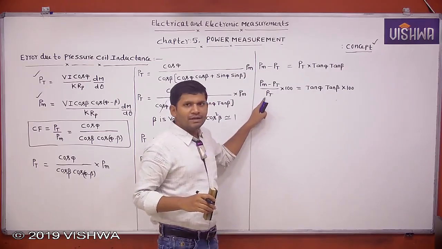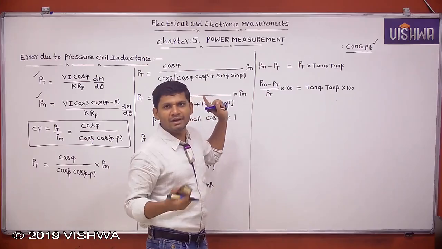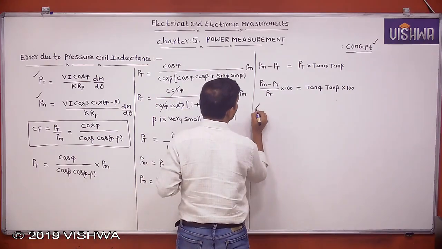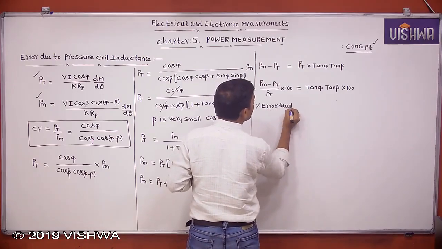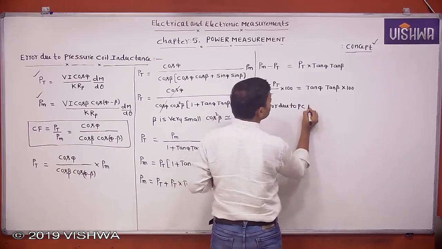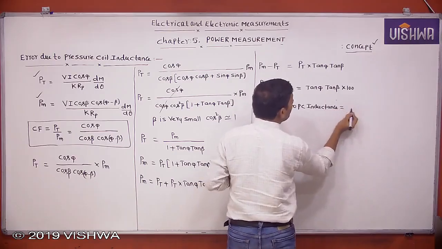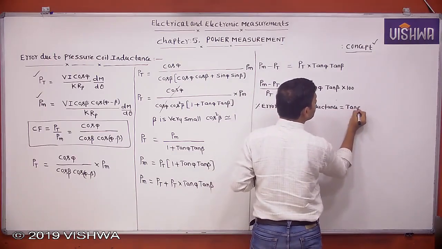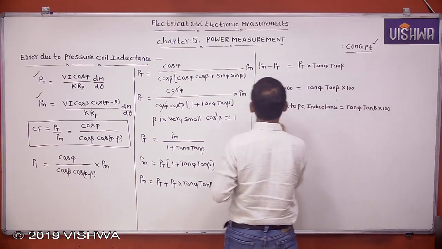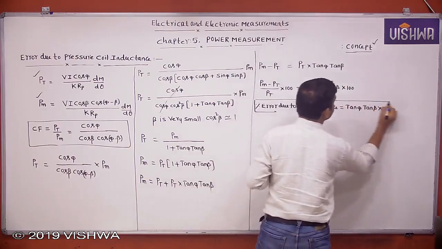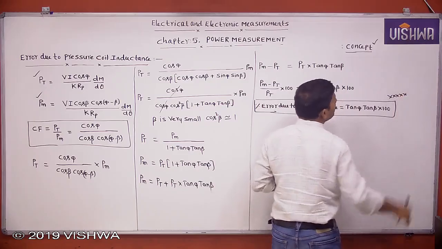What does this formula indicate? Yes, percentage error. This is the percentage error due to which one? Pressure coil inductance, which we are calculating. Percentage error due to pressure coil inductance is equal to tan φ into tan β into 100. Very important 5-star formula that you concentrate on.